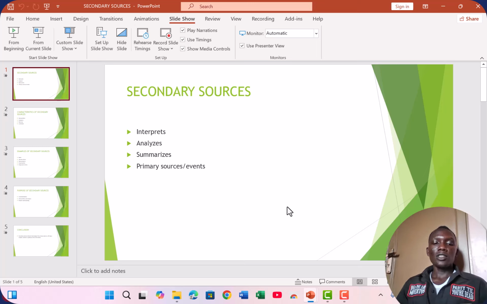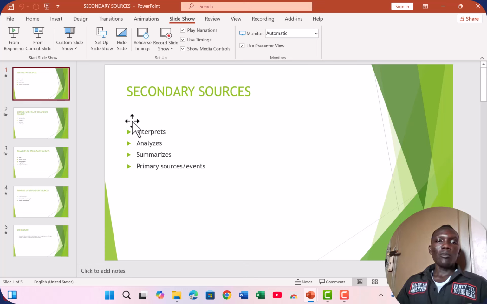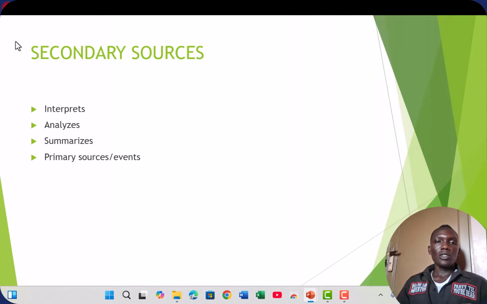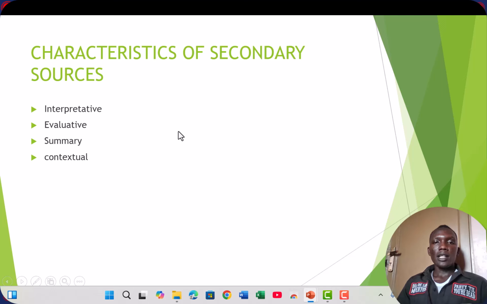So basically, secondary sources interpret, analyze, synthesize or evaluate primary sources. What has already taken place in primary sources, secondary sources add some bit of understanding, so that it sounds in a very good format. So in other words, secondary sources analyze and summarize what has already taken place in primary sources.